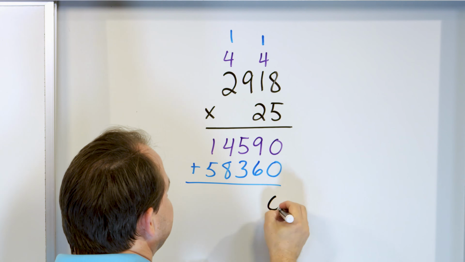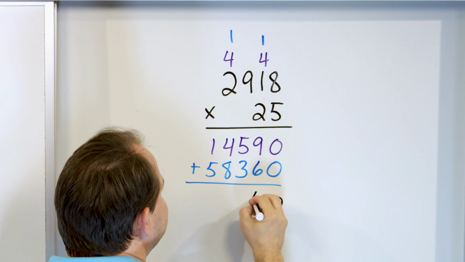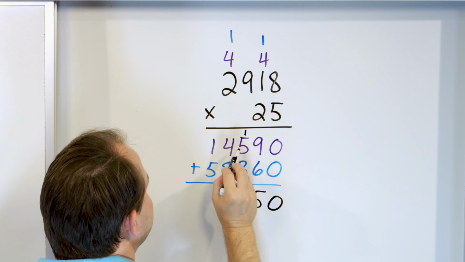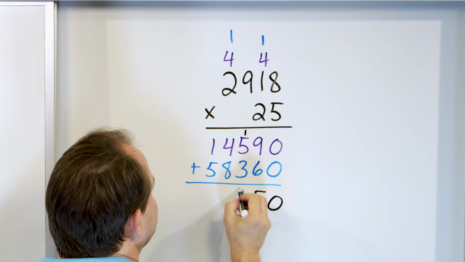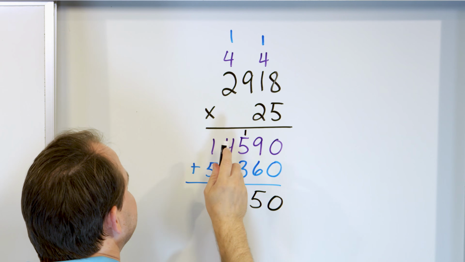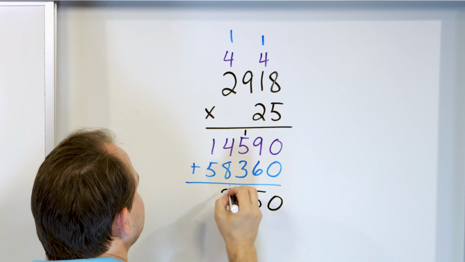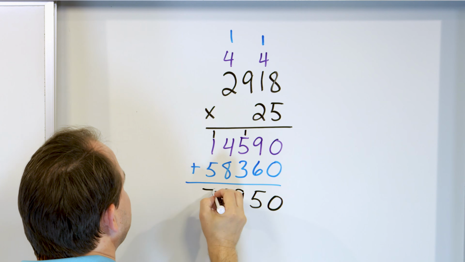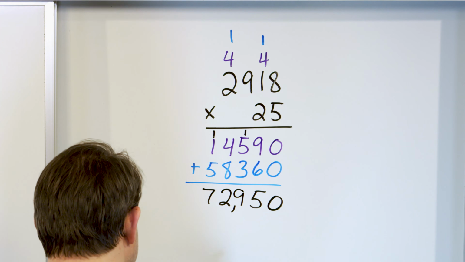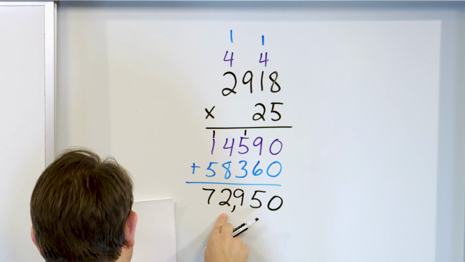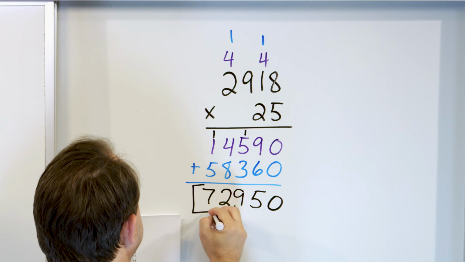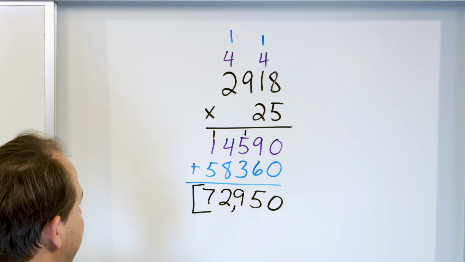And then what do we have? On the right, we have 0. And then we have 9 plus 6 is 15, carry the 1. 5, 6, 7, 8, 9 goes right here. 8, 9, 10, 11, 12 goes here. And then 5, 6, 7 goes here. And we drop a comma right here. And we get an answer of 72,950. 72,950, that's the final answer.